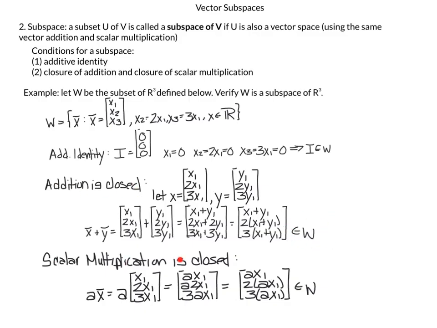Finally, we show scalar multiplication is closed. If we have a scalar a times x, then we have a times (x1, 2x1, 3x1). So we have ax1, 2x1 times a, and 3 times ax1. What we have is ax1, then our second coordinate is twice ax1, and our third coordinate is 3 times ax1. So ax is still an element of W. Since W is a subset of R3, we've shown that it's also a subspace of R3.